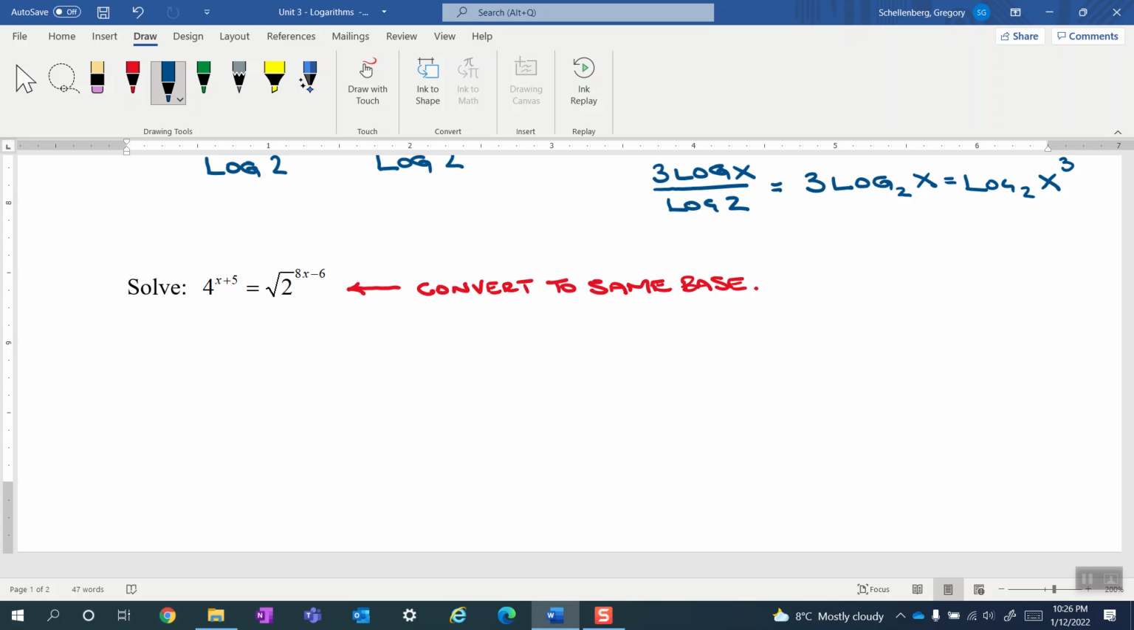Okay, so 4 I'm going to rewrite as 2 squared, and that's being raised to the power of x plus 5. Okay, the square root of 2, remember your fractional exponents. So the square root of 2 I can rewrite as 2 to the power of 1/2. And that's being raised to the power of 8x minus 6.